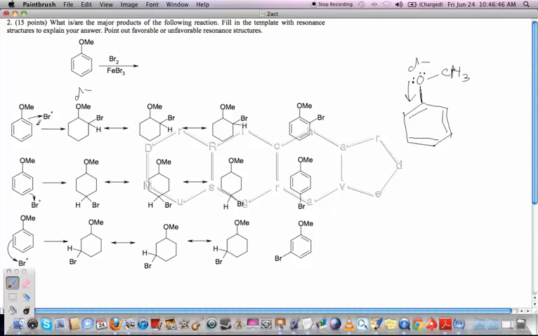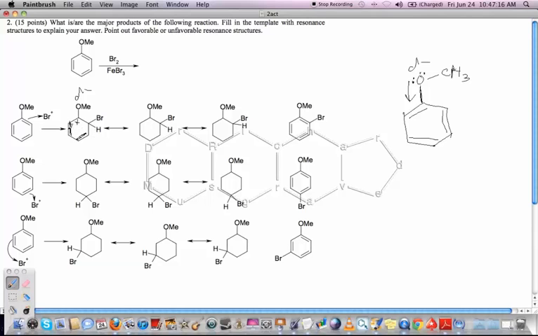Since the Br is being added to the ortho position, the positive charge will end up here, and that's because the electrons from this double bond are forming a new bond with this C and the Br, and that leaves this carbon short of an electron, so that's going to be positively charged. Alright, so now we've got our two double bonds still being here.